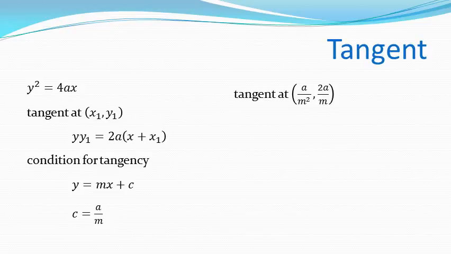Now the rule for writing down the tangent is same as for any other conic section. So the rule is that we have to replace x squared with x x1, y squared with y y1, 2x with x plus x1 and 2y with y plus y1.